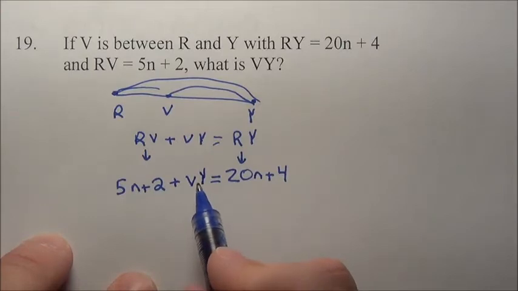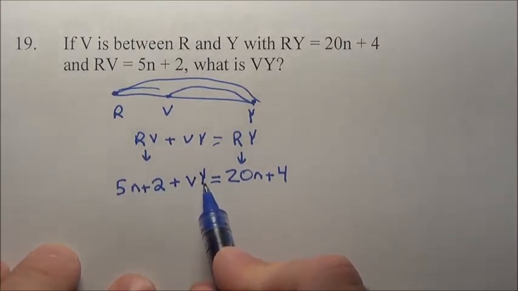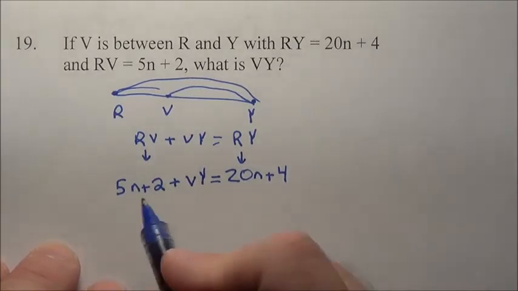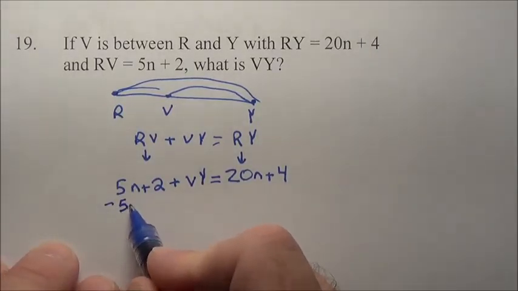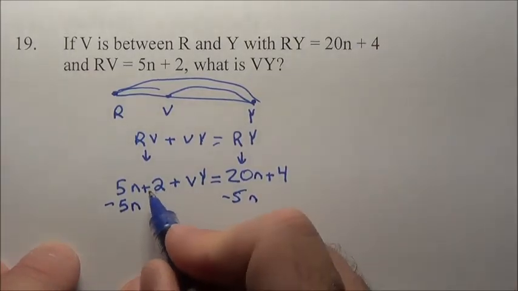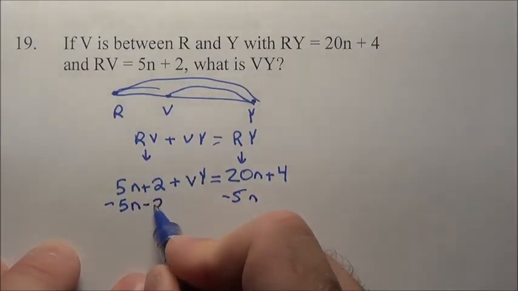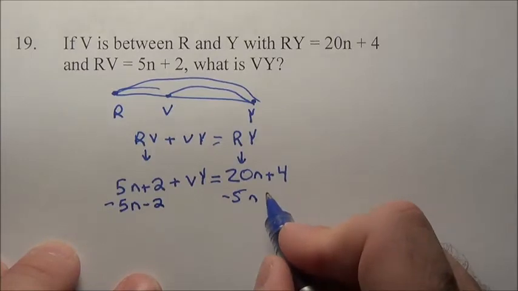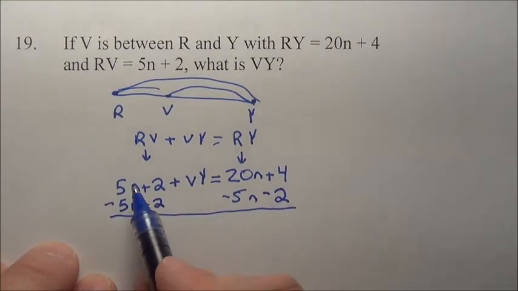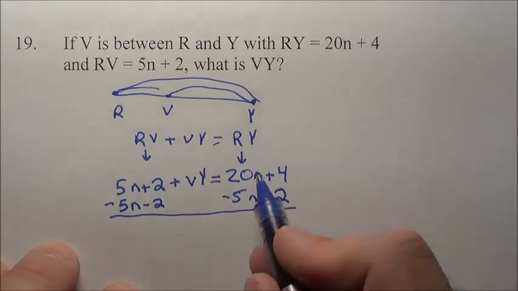The key here is I want to get VY by itself. To do that, I've got to get this 5N over there. I've got to get the 2 over there. So I'm going to go ahead and allow us to cheat. I'm going to subtract 5N to get rid of it on this side. And at the same time, how am I going to get rid of plus 2? I'm going to subtract 2 from this left side of the equal sign. So I subtract 2 from here. So I'm doing two things at once. I'm subtracting 5N and subtracting 2.